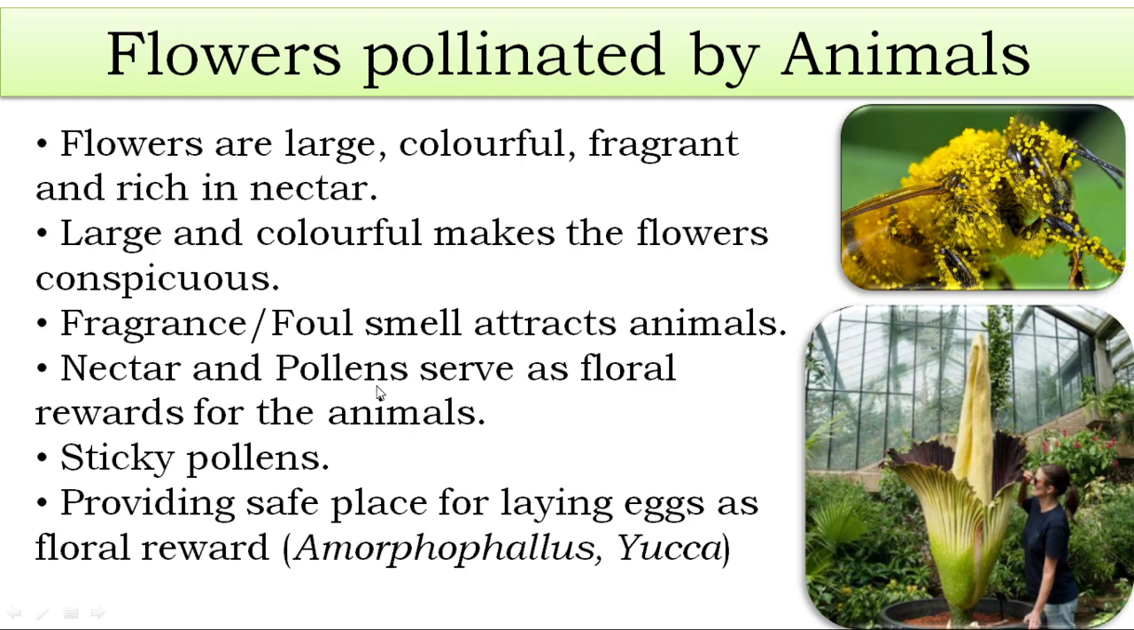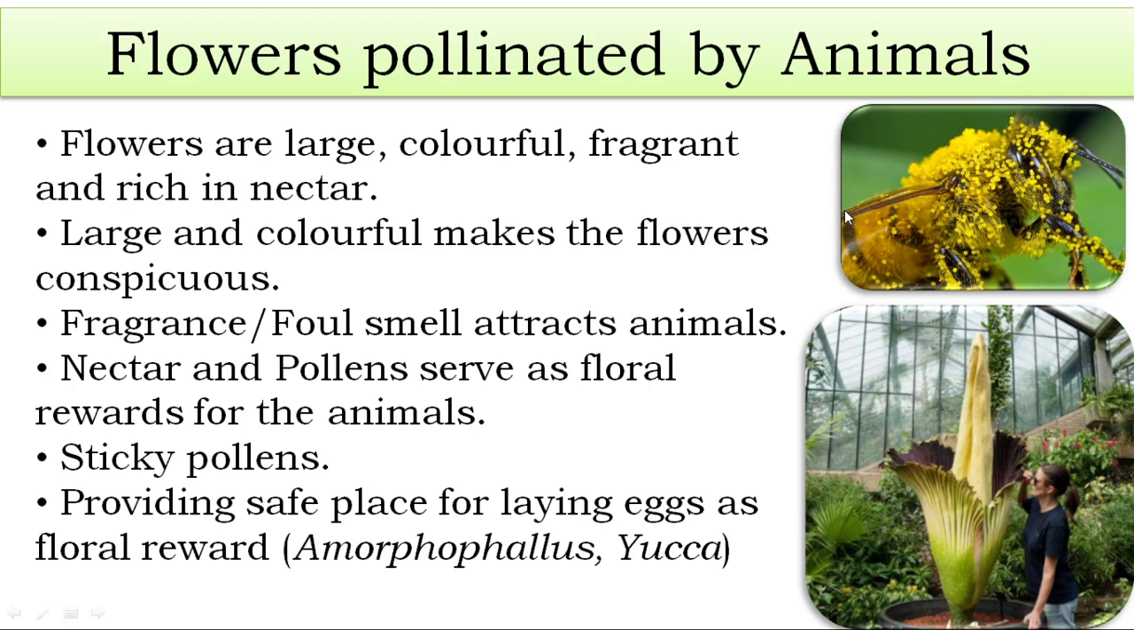Right? Nectar and pollen grains can also be used as food. So for pollinators, nectar and pollen grains serve as floral reward. And such pollen grains are very sticky. Pollen grains are very sticky because they need to stick onto the body of the animals. For example, you can see the bee, it is entirely covered with pollen grains. And when the bee visits some other flower, it will take that pollen to the other flower, so pollination can happen that way.